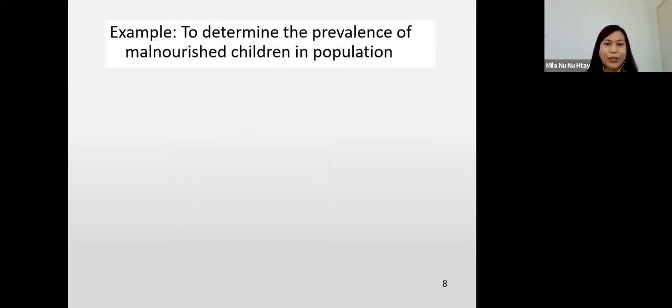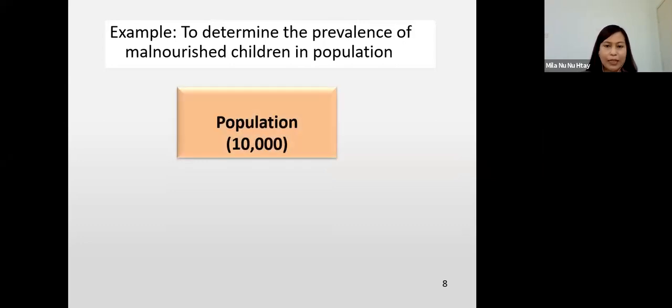Okay, so let me start with an example of a cross-sectional study. In the study, researchers would like to determine the prevalence of malnutrition in a defined population. Let's say the population in that defined area is around 10,000. Basically, it is quite difficult to collect the data from each and every one in the population. So therefore, what we usually do if we would like to conduct a study is first calculate the sample size.